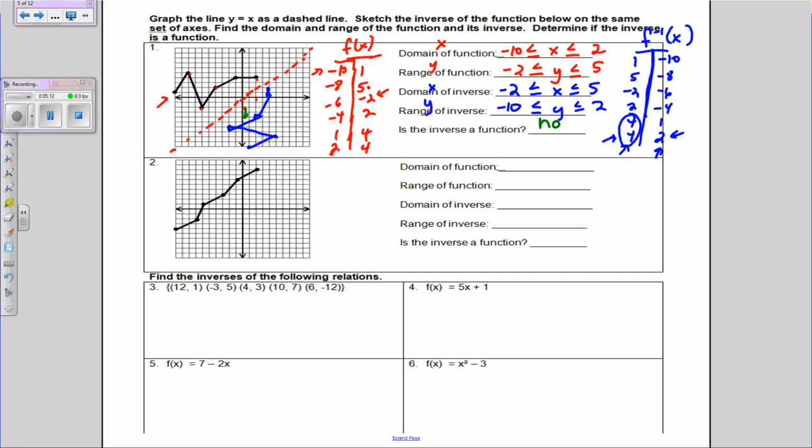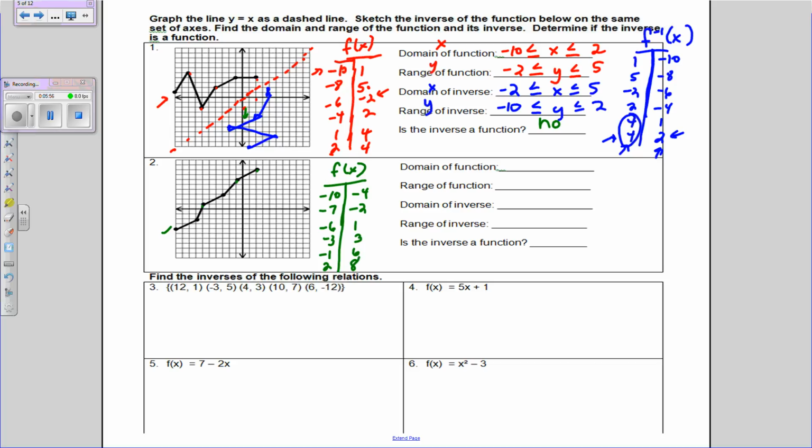Okay, so let's do the same thing for the second one. So let's make a table for f of x, which is the graph we see. The first ordered pair toward the back is negative 10, negative 4. The next one in is negative 7, negative 2. The next one in is negative 6, 1. Then negative 3, 3. And I'm at negative 1, 6. And then the last point is 2, 8.